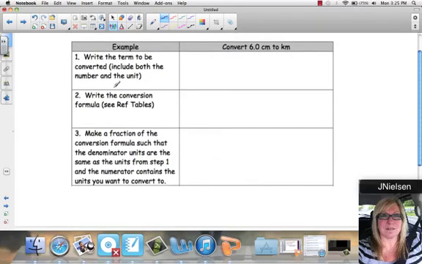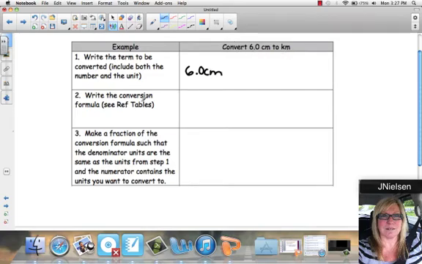The first thing that you want to do is write the term to be converted. You have to include the number and the unit, and this is important because the reason dimensional analysis works is that it's a process of canceling units. So we're going to write down 6 centimeters because that's the unit that we're converting. It says convert 6 centimeters to kilometers.